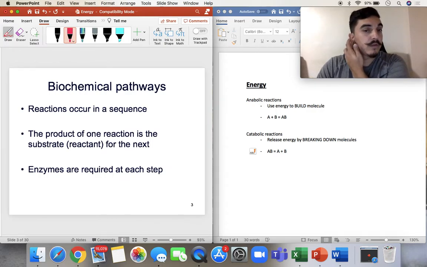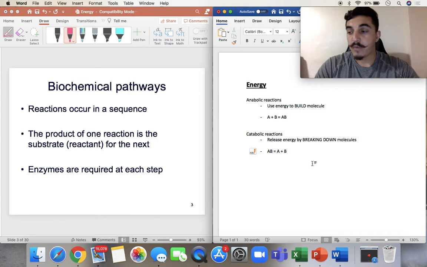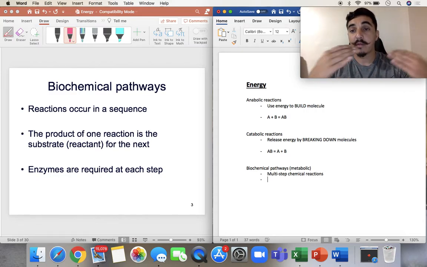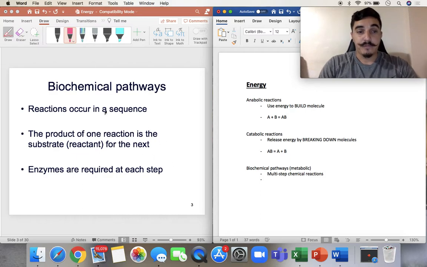Okay, so now let's talk about biochemical pathways, or metabolic pathways, or pathways of chemical reactions. These biochemical pathways are multi-step chemical reactions. So it's just a reaction that has many, many steps that it's going through. The reactions occur in a sequence, so that means it's step by step.